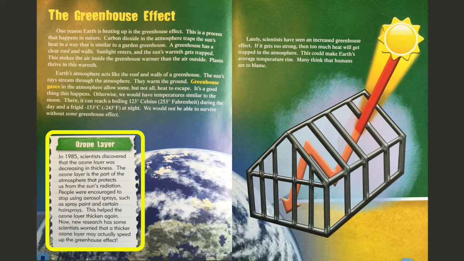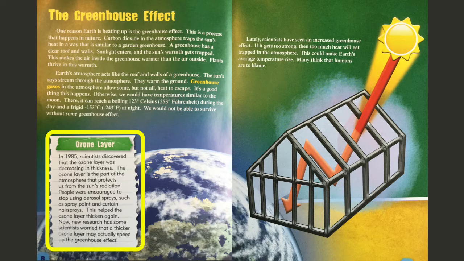Ozone layer. In 1985, scientists discovered that the ozone layer was decreasing in thickness. The ozone layer is part of the atmosphere that protects us from the sun's radiation. People were encouraged to stop using aerosol sprays such as spray paint and certain hairsprays. This helped the ozone layer thicken again.